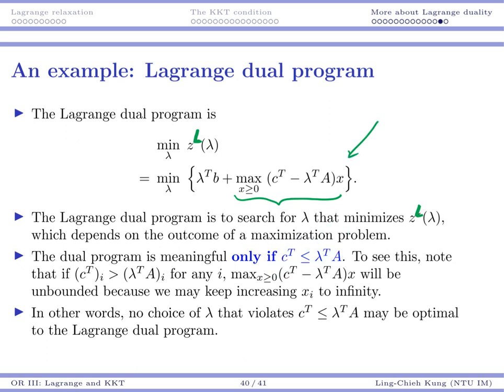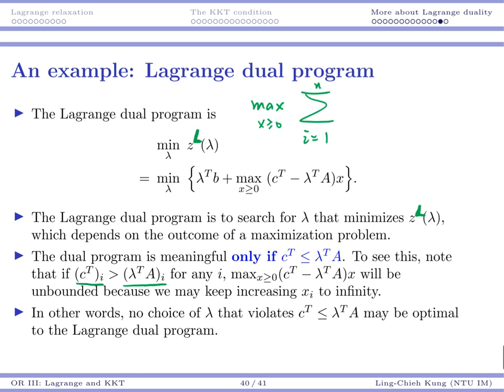Suppose you may find any xi that makes c transpose i greater than lambda transpose A i. This looks a little bit weird, so let's go slowly. This particular thing is a vector multiplication, or you may call it an inner product. C transpose is a vector, lambda transpose A is another vector, so you may say you want to maximize the sum of all these particular cases.